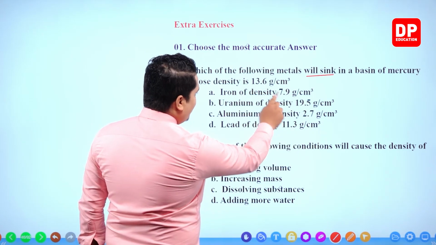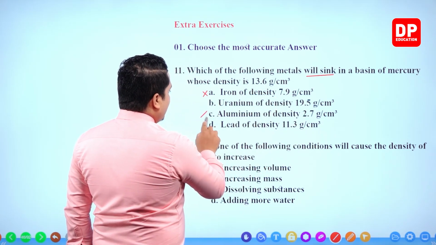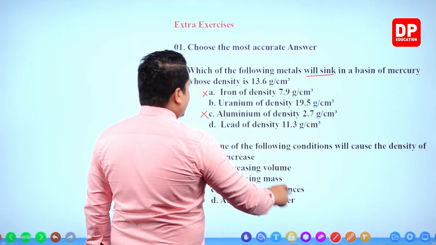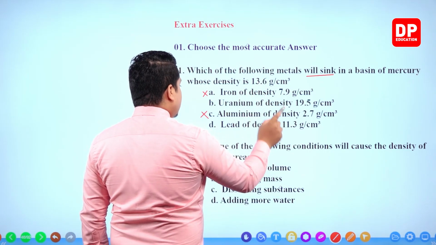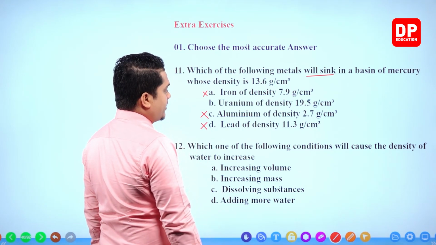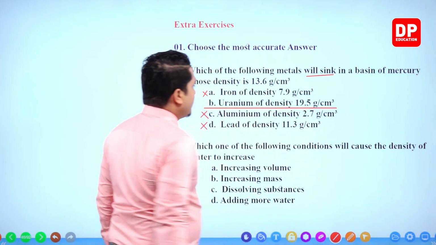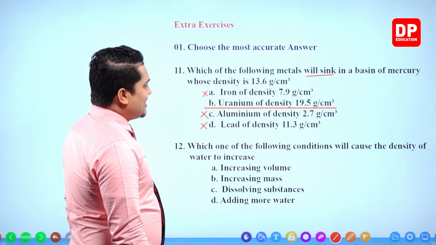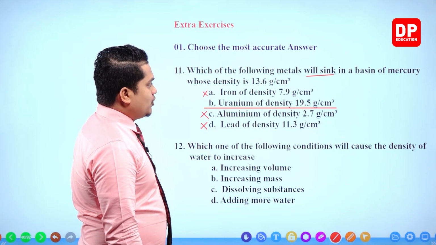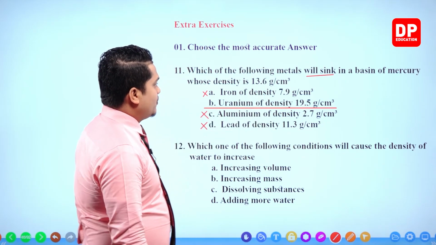So here 7.9, incorrect. Here 2.7, once again incorrect. Here 11.3 compared to 13.6, 11.3 is also less, therefore incorrect. Then our answer would be uranium of density 19.5 grams per cubic centimeter, because it is greater than the density given over here.